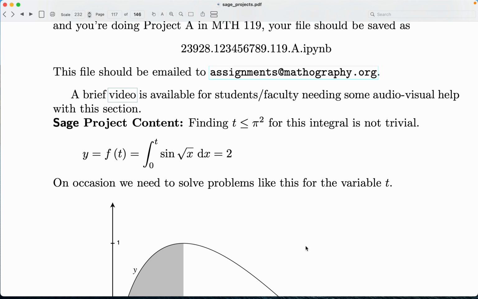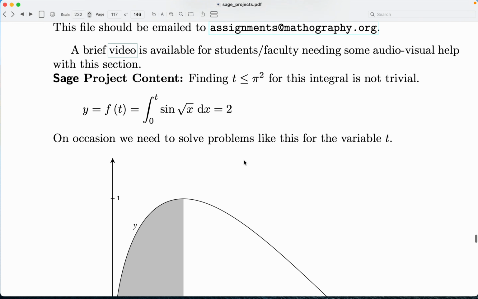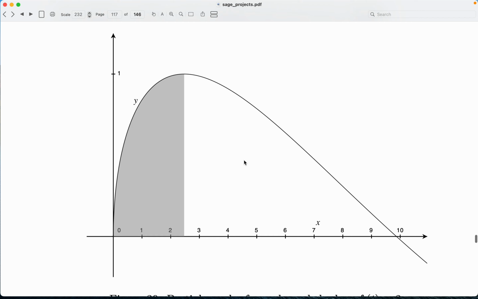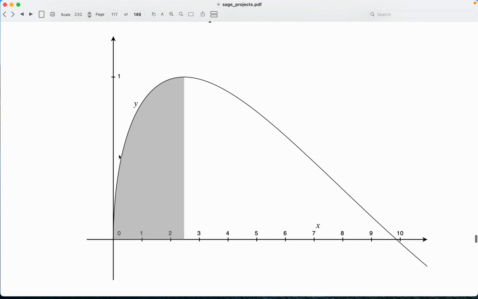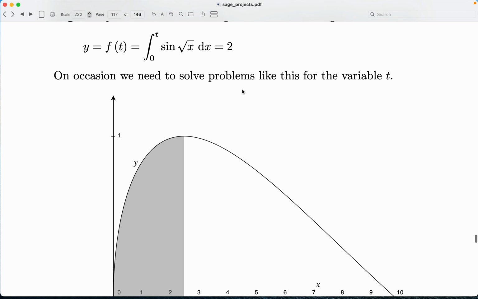The bottom line says y is a function of t. It's an integration problem, and it kind of looks difficult. What I did, and I want to point out, is that I visualized the problem. What do I mean? I visualized the sine of the root of x, that's this curve over here, and then I shaded in the region from 0 to t.